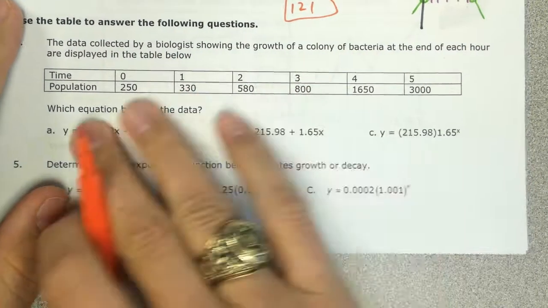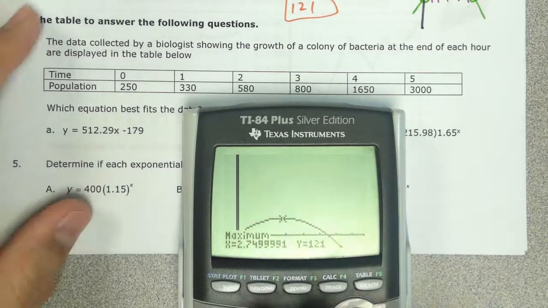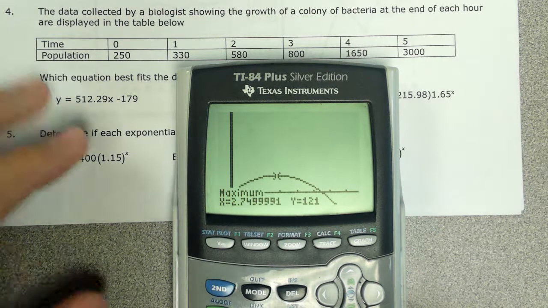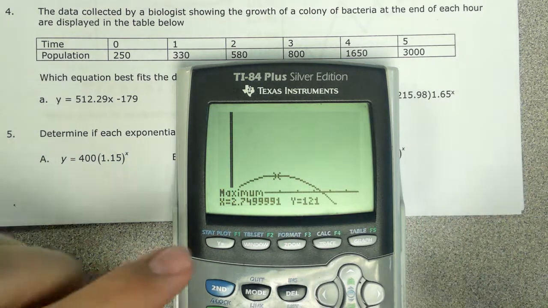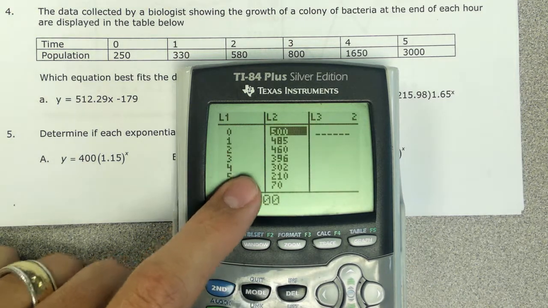We're trying to figure out what type of data fits this the best, so let's go ahead and put this in my stat plot. I'm not going to spend a lot of time showing you how to put this in because we just did a video on that. We are going to go to Stat. We're going to go to Edit. And we're going to clear out everything here.